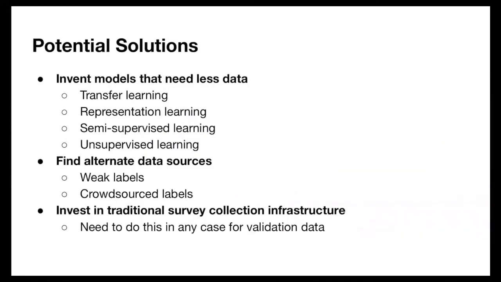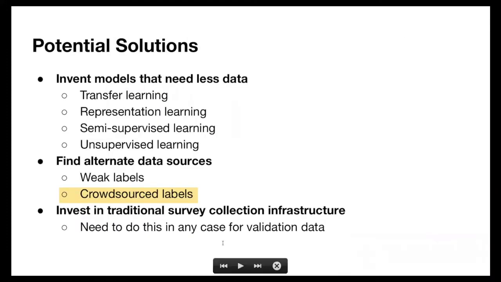So in order to overcome this data scarcity, I've put the potential solutions in a few different categories. One, we could invent models that need less data, so we can use smaller amounts of data but still do pretty well. Things like transfer learning, representation learning, and unsupervised learning all fall in that category. We can also try to find alternate data sources, which is what I'll focus on today with the crowdsourced labels. And we should invest in these traditional survey collection infrastructures in developing countries, because even if we do the first two well, we still need survey data to validate that what we've done is good.